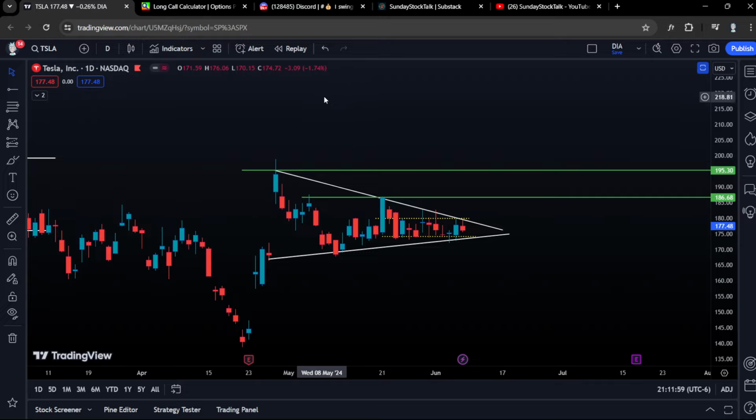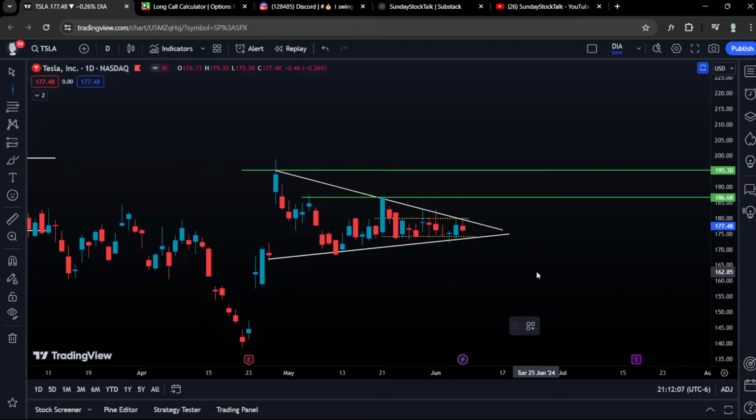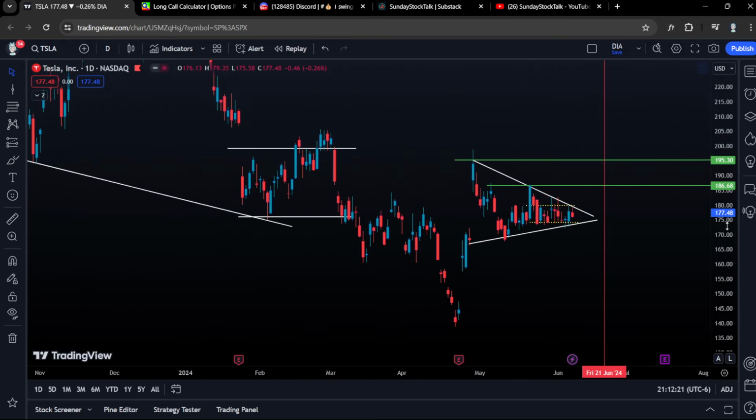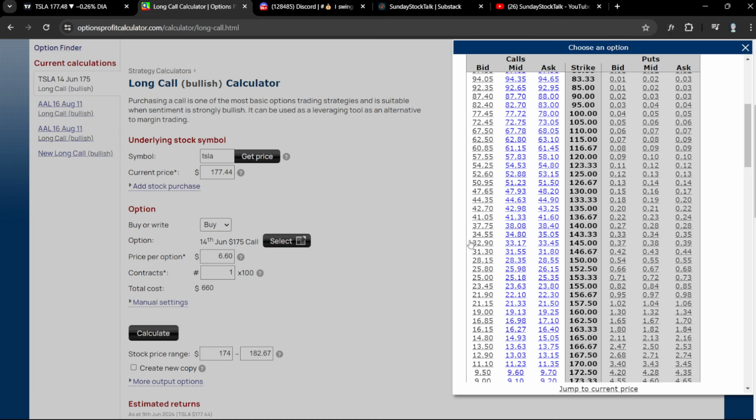Now, what I want to do over here is add another line. So let's add a vertical line here, June 21st. Since I have my line here, which is going to be the potential expiration, I can see how much time we have until expiration. So this is how much time we have. You can see that the symmetrical triangle is getting tighter and tighter, so by that expiration, it should have already broken out. That is my logic going in with the June 21st expiration.